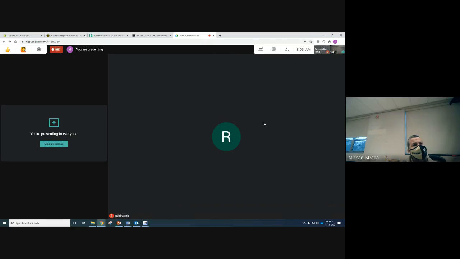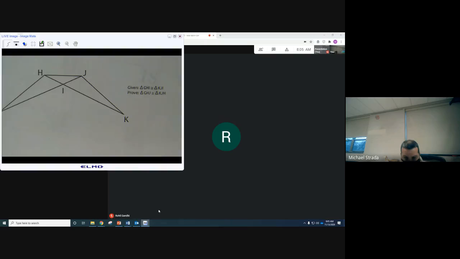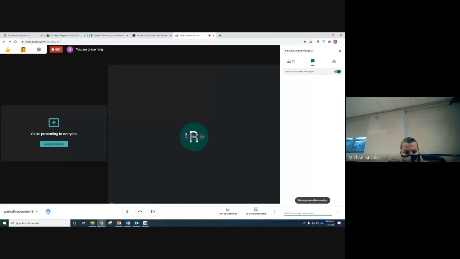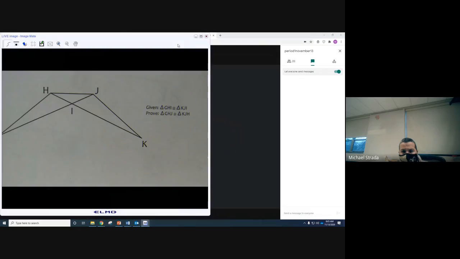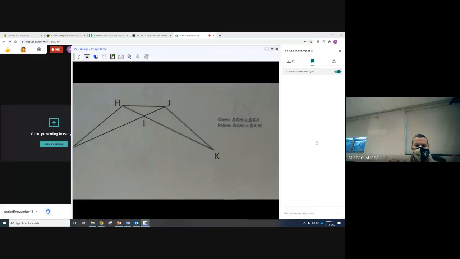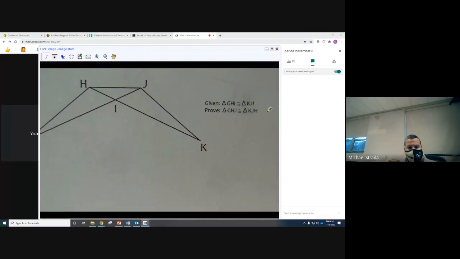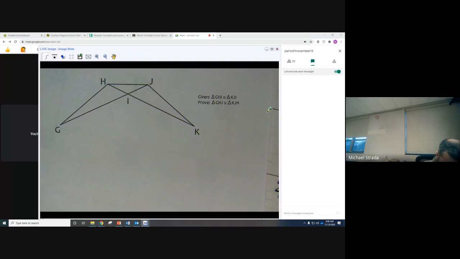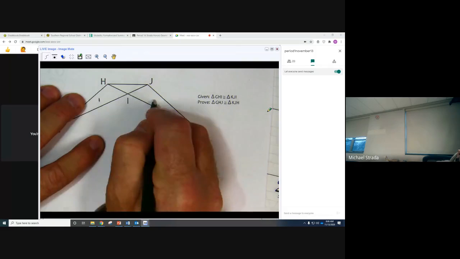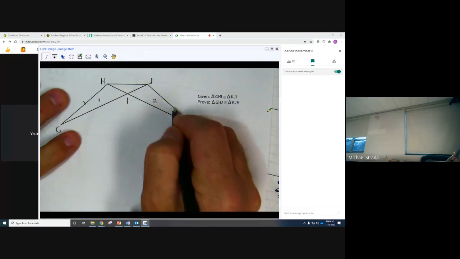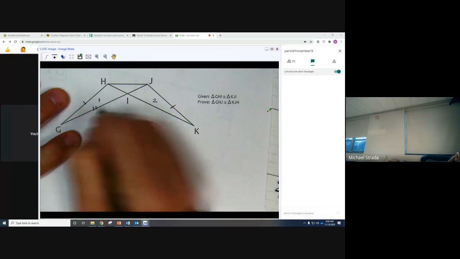If we start with the bottom one, triangle GHI is congruent to KJI. So that means this triangle 1 is congruent to that triangle 2. And that means that is congruent to that. That is congruent to that.